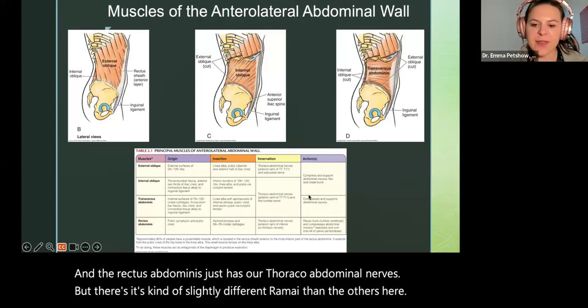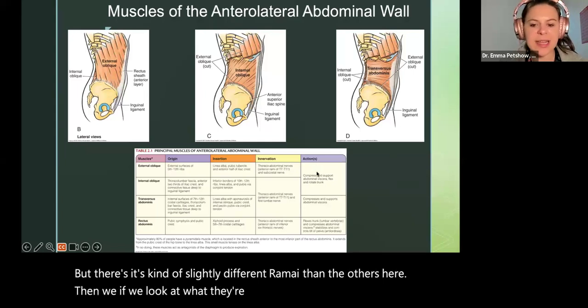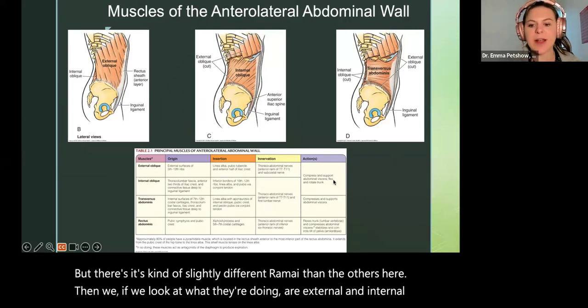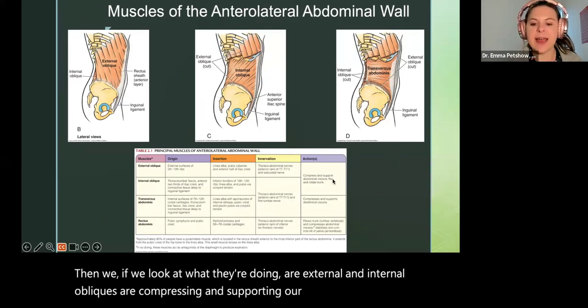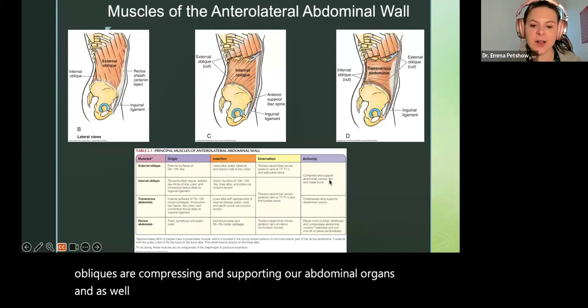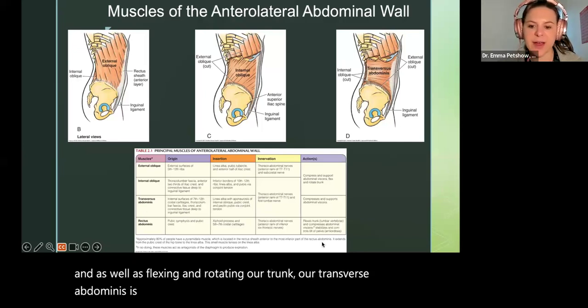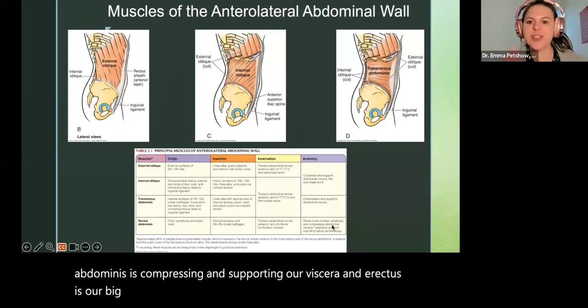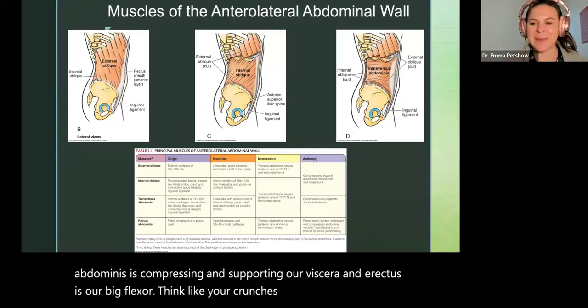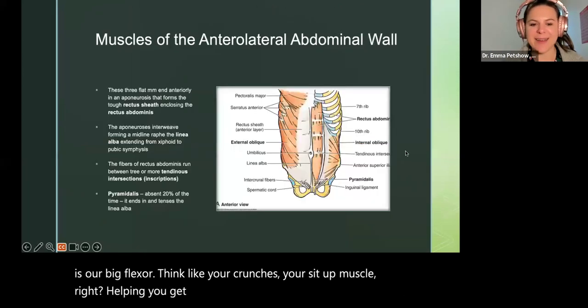Then if we look at what they're doing, our external and internal obliques are compressing and supporting our abdominal organs, as well as flexing and rotating our trunk. Our transverse abdominis is compressing and supporting our viscera, and our rectus is our big flexor. Think like your crunches, your sit-up muscle, right? Helping you get that 6-pack.